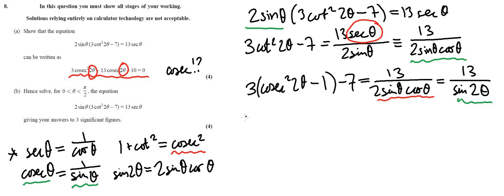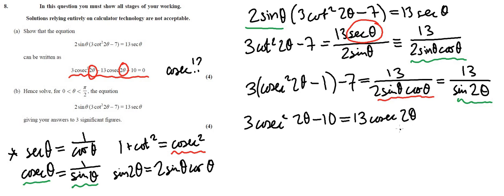Let's expand out this side. I've got 3 cosec squared 2 theta. I'm going to get minus 3 from this and minus 7 from this. So in total that's minus 10. And that's equal to 13. Now remember, this is 13 times 1 over sine 2 theta, which is cosec 2 theta. Right. Now, all we have to do is rearrange that, and we're going to get exactly what we want. So basically, that is our first part taken care of.